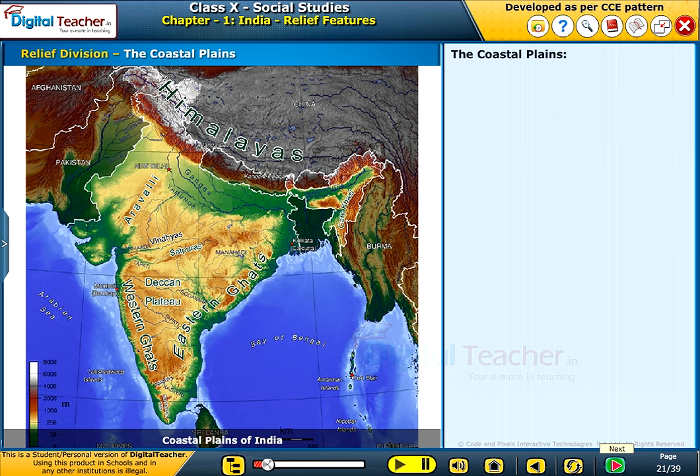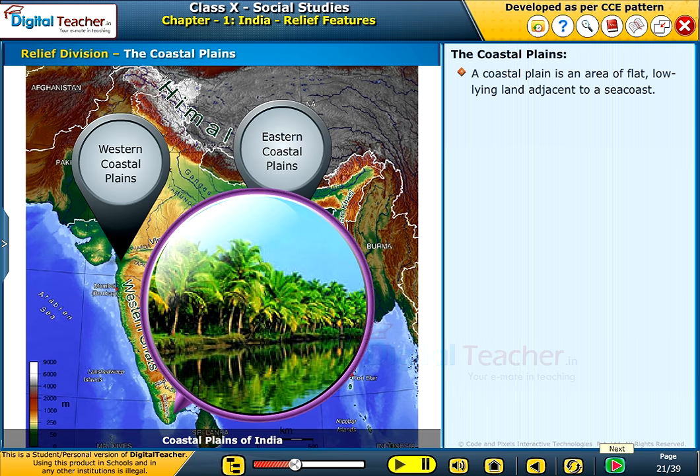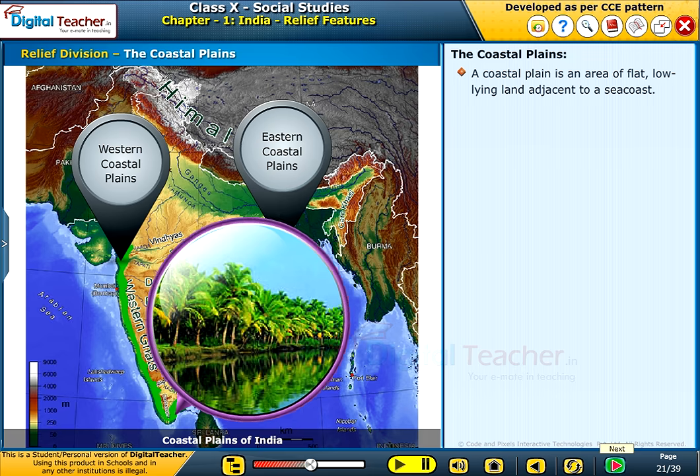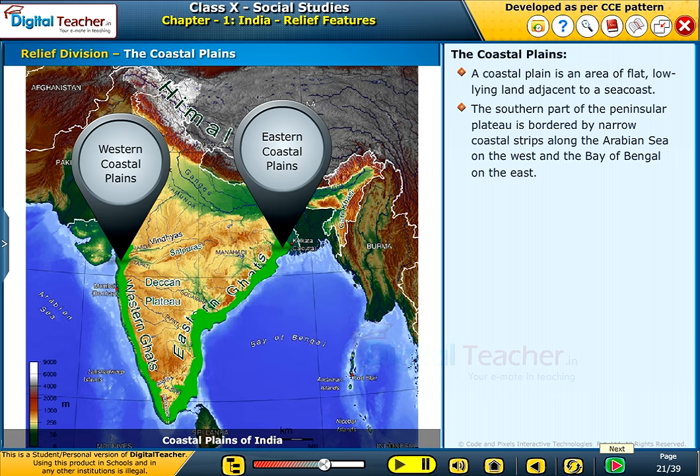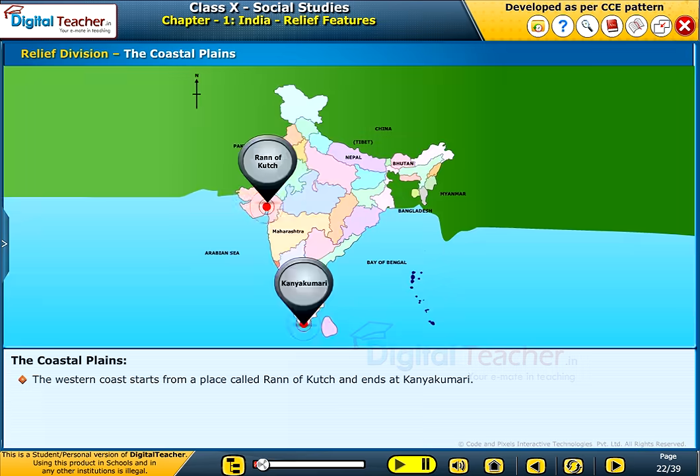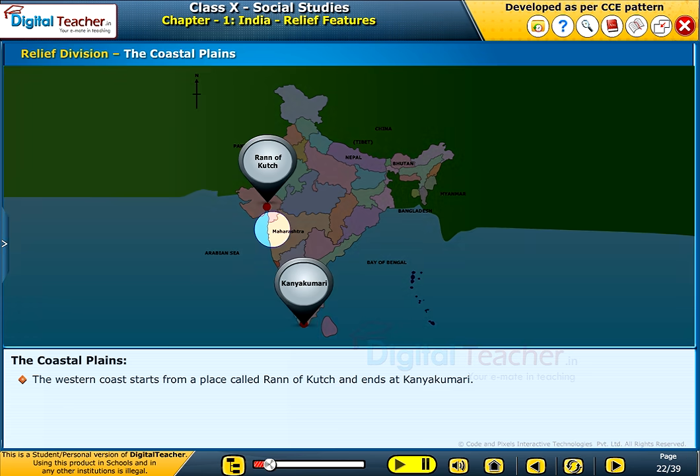Now let us learn about the coastal plains. A coastal plain is an area of flat, low-lying land adjacent to a sea coast. The southern part of Peninsular Plateau is bordered by narrow coastal strips along the Arabian Sea on the west and the Bay of Bengal on the east. The western coast starts from a place called Rann of Kutch and ends at Kanyakumari. The western coast is narrower than the eastern coast.